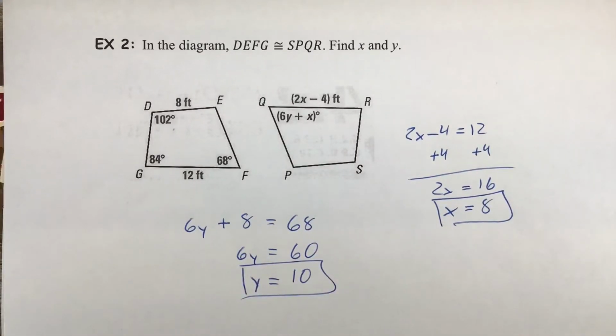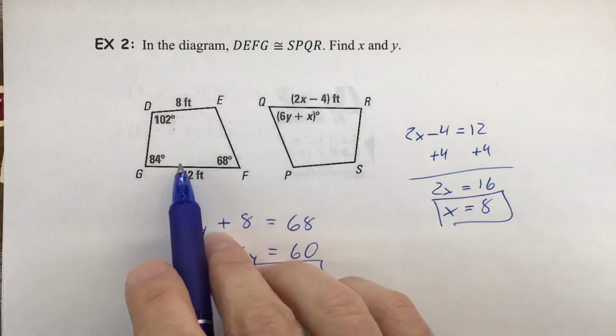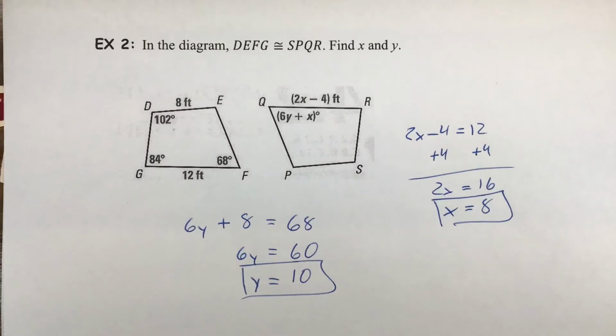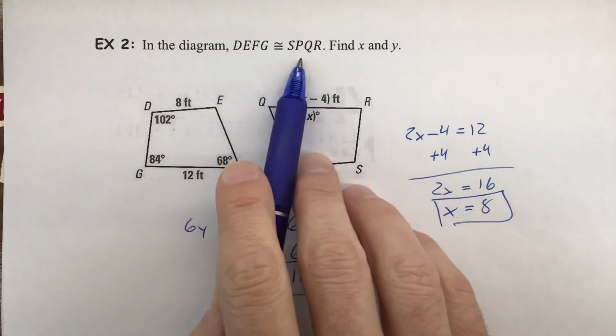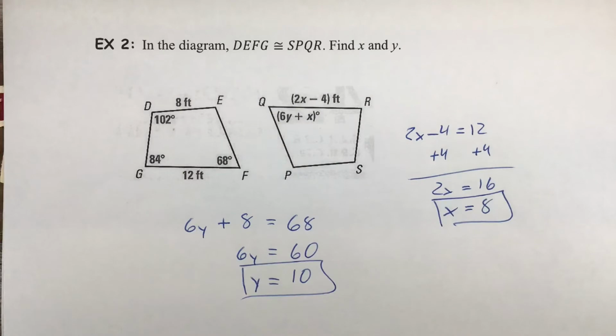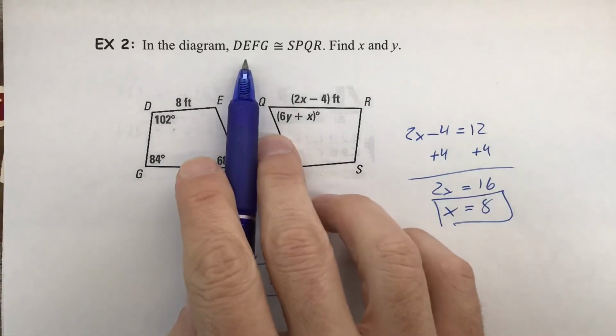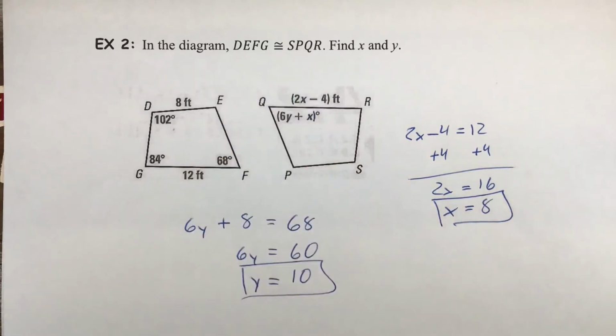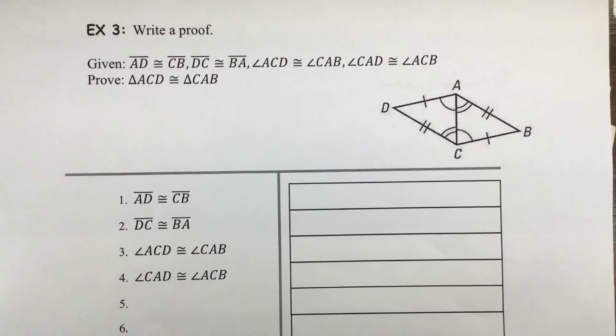All right, so again, you could probably match up the different parts by just rotating the figure around, but you also have the option that you can just refer to the letters. So if you come across a figure where it's not so obvious, just go ahead and base your decisions off of the congruent statement. All right, let's go ahead and write a proof here.